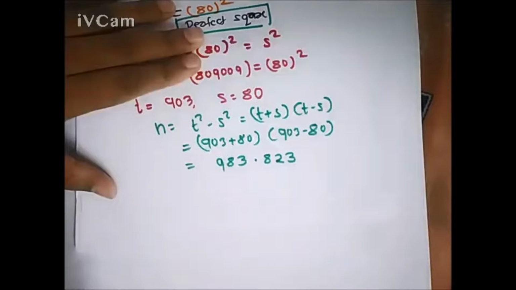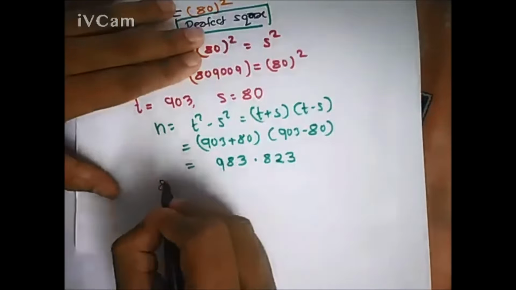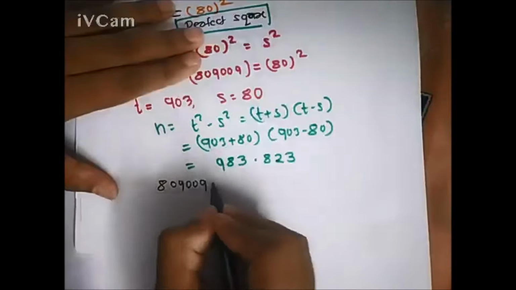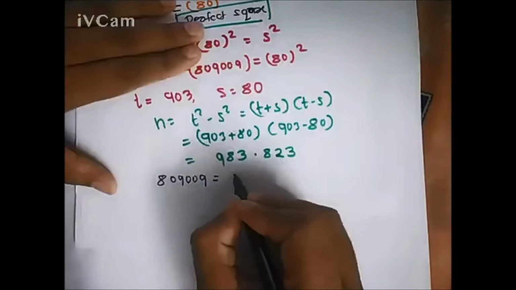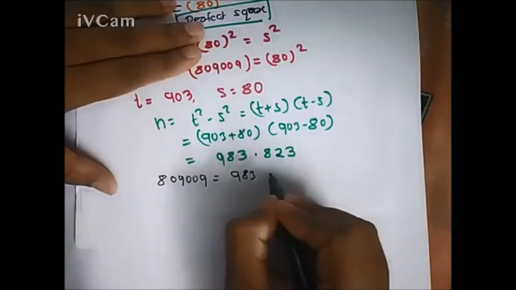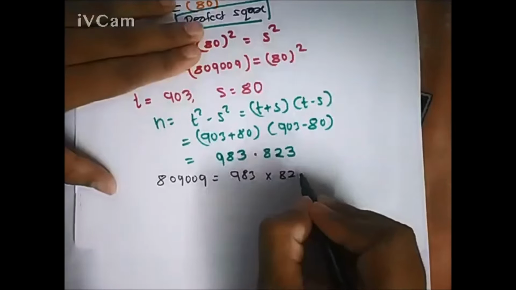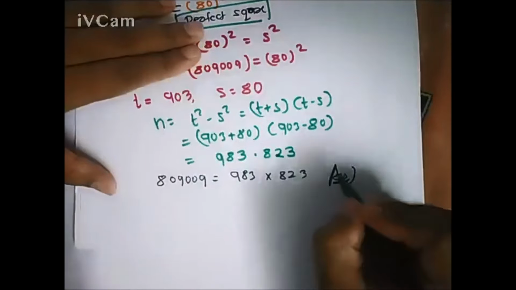Is it clear? That means we have factorized the number 809009 as a product of two numbers a into b, that is 983 into 820. Right?